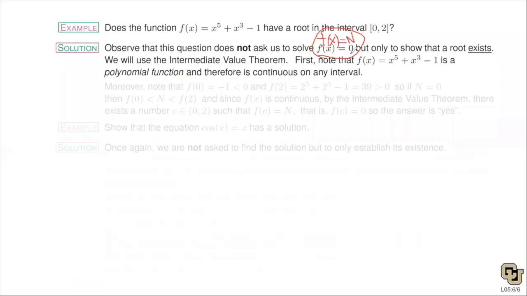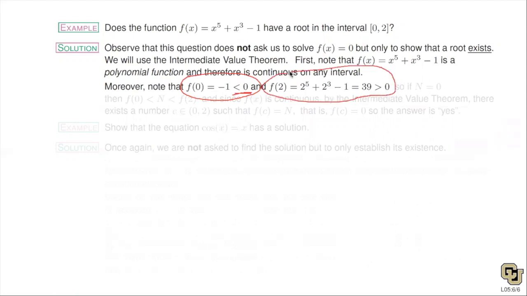The intermediate value theorem allows us to find a number c such that f of c equals capital N. So here capital N is 0. If I can show our endpoints surround 0, if 0 is in between f of 0 and f of 2, then we can use continuity. Now calculating, f of 0 is -1, so it's less than 0. And f of 2, after you do the math, is 39, so it's greater than 0. So if capital N here is equal to 0, then we've shown that capital N is in between f of 0 and f of 2.